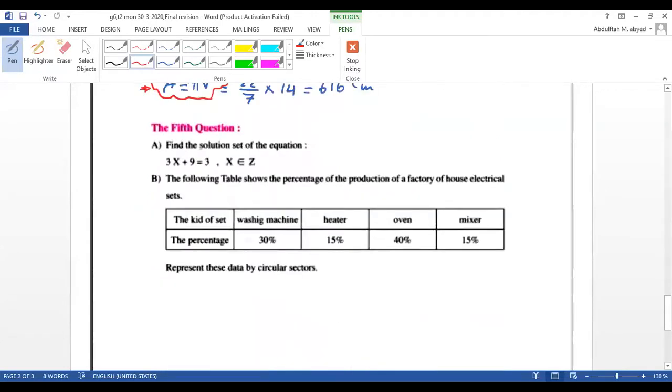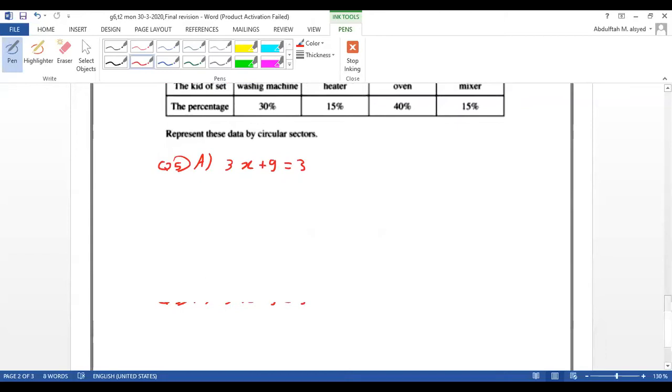Okay, so this is question number 5a. 3x plus 9 equals 3, and x belongs to this set. So this is an equation, and we want to solve it. Okay, so 9 is positive, to the other side it is negative, so 3x equals 3 minus 9. Okay, so 3x equals negative 6. Now dividing both sides by 3, so x equals negative 2.